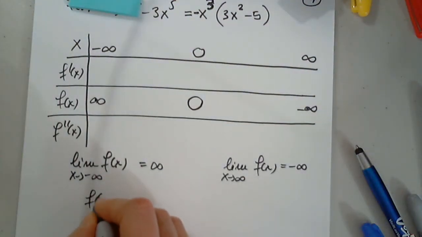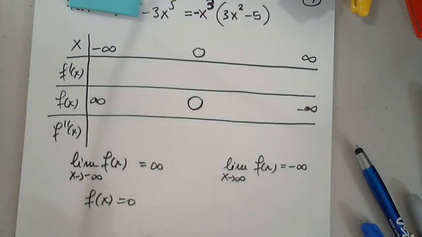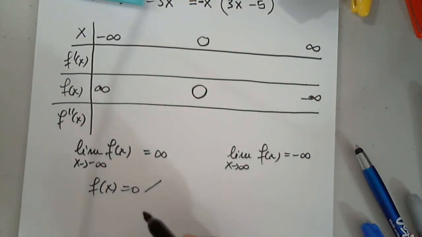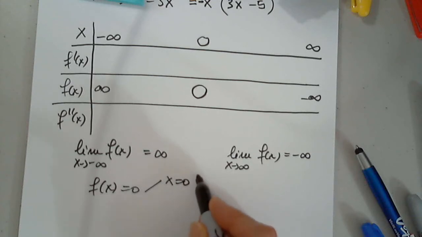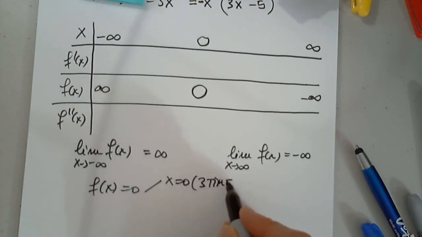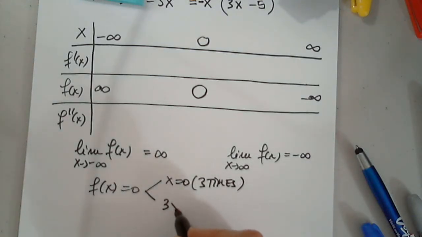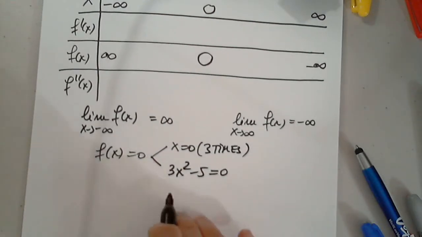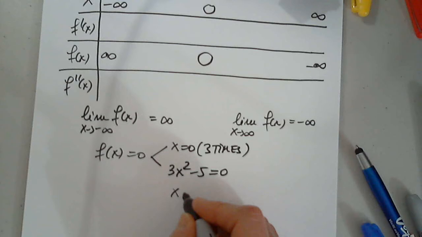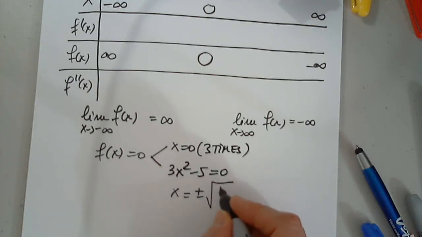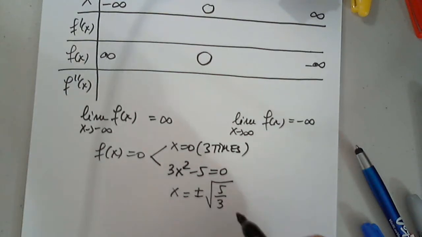So now, when I set the function equal to 0, I do get x equals 0 three times. And I get that 3x squared minus 5 is 0. I move 5, divide by 3, and get plus or minus the square root of 5/3. That's what I was saying.